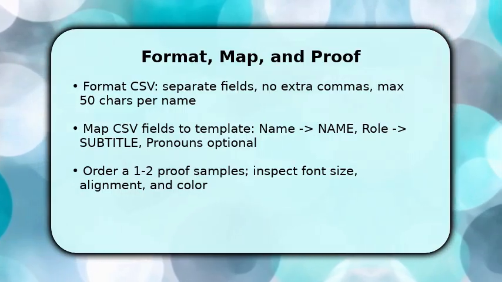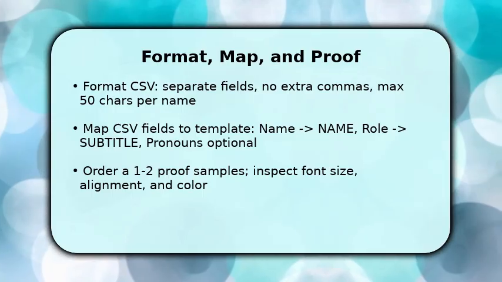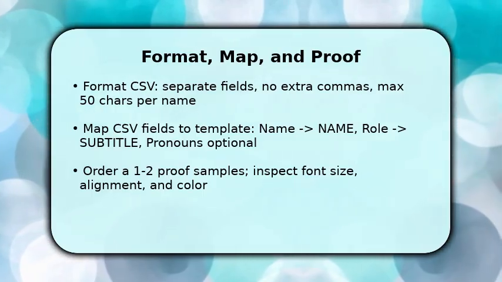Once mapped, request 1 or 2 physical proofs. Inspecting a sample prevents bulk errors, and you'll catch font or color misalignment before full production.